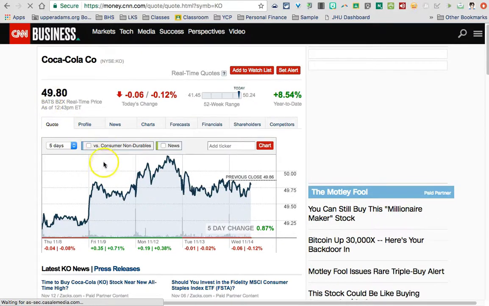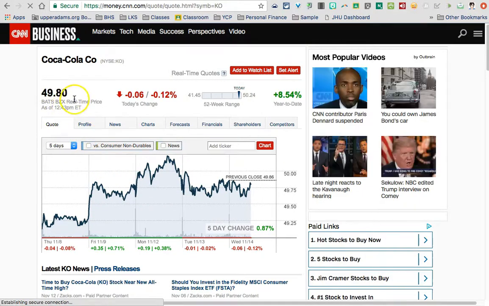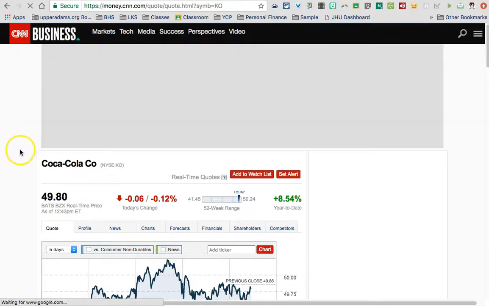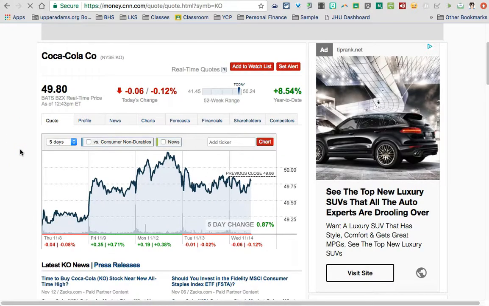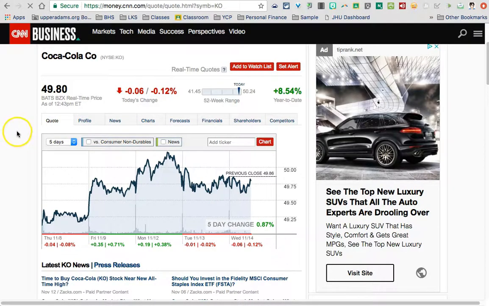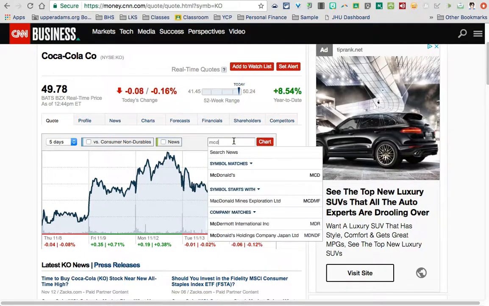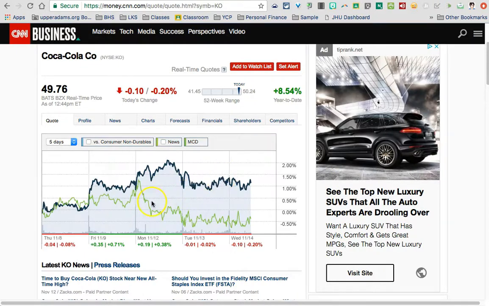Now, unfortunately, you can't go out and search another company right from here, especially if you don't know what their stock symbol is. Now, I just happen to know McDonald's is MCD. You could type in here MCD. So here's McDonald's, again, MCD. What it does is it puts McDonald's on top of Coca-Cola. So here's how Coca-Cola has done over the last 5 days. Here's how McDonald's has done.